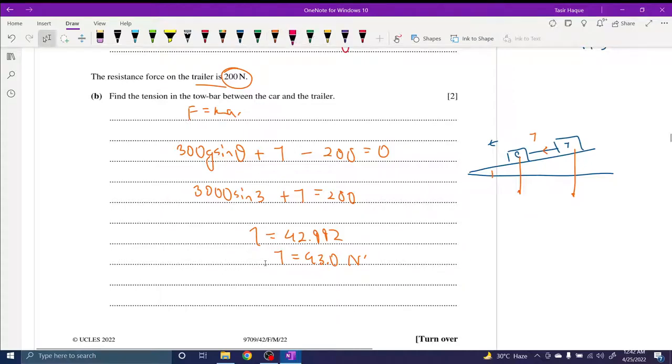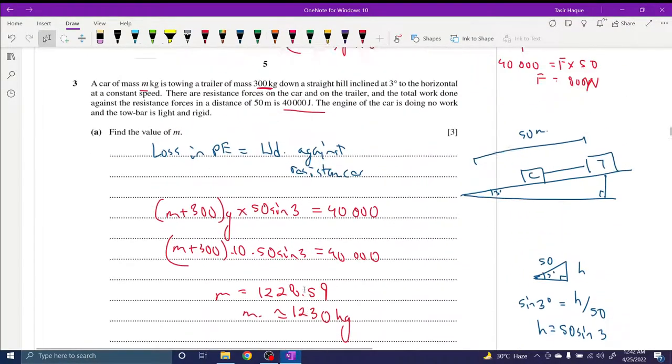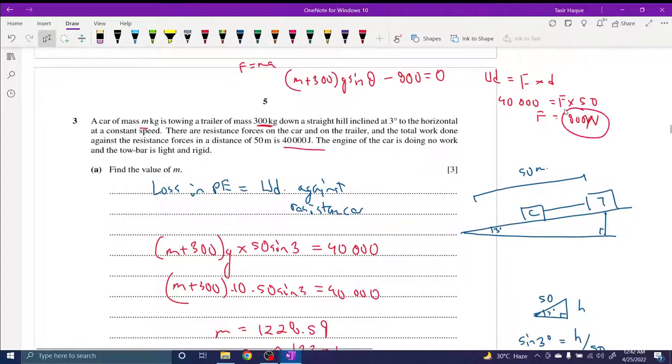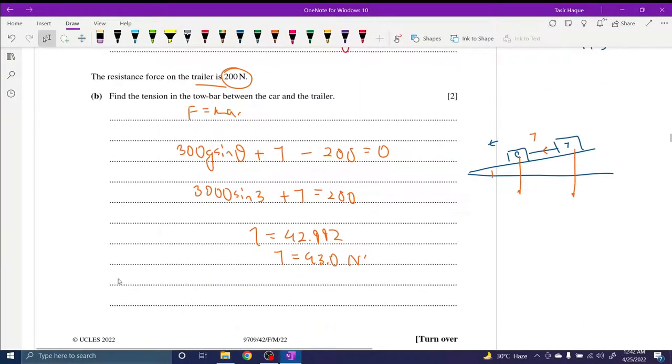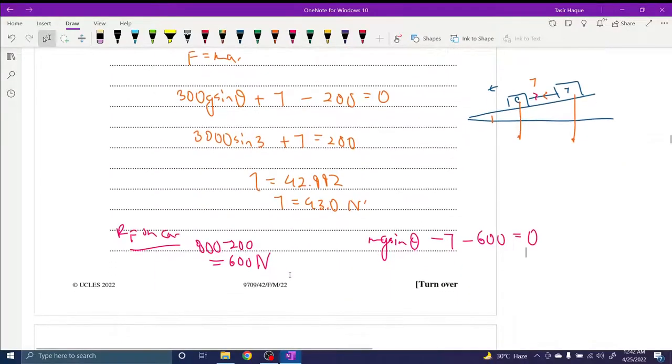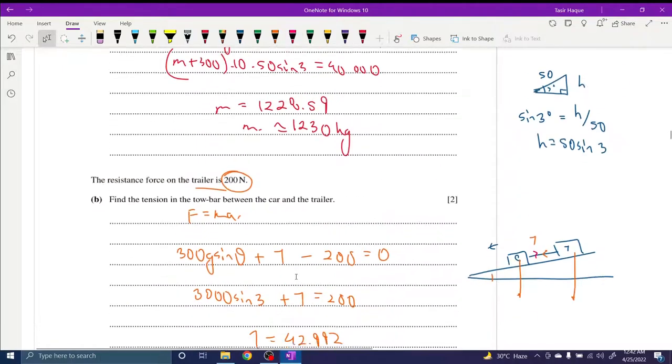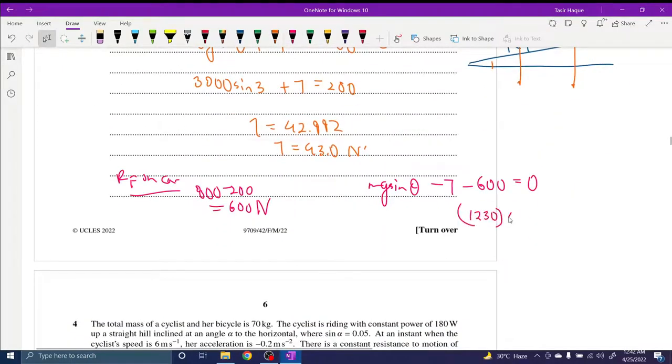What if we wanted to consider the car? So basically the total resistive force, remember, that was 800. So we can actually find out the resistive force on the car. What's it going to be? 800 minus 200, that's equal to 600 newtons. Okay, now for the car, what's happening? The tension is actually acting backwards, right? So mg sine theta minus tension minus the resistance 600 is equal to 0. So what was the value of m? It was 1230, right? 1230 into 10 into sine 3 minus 600 is equal to T.